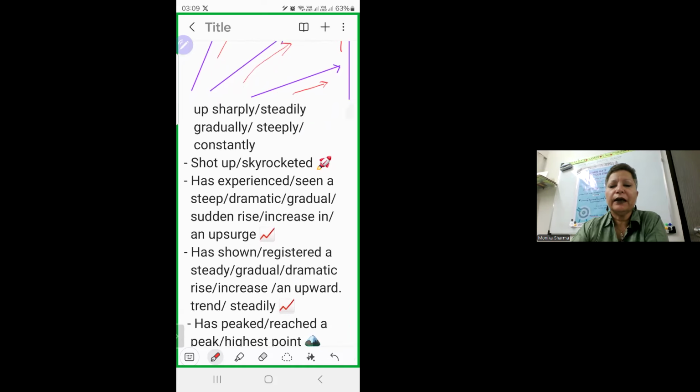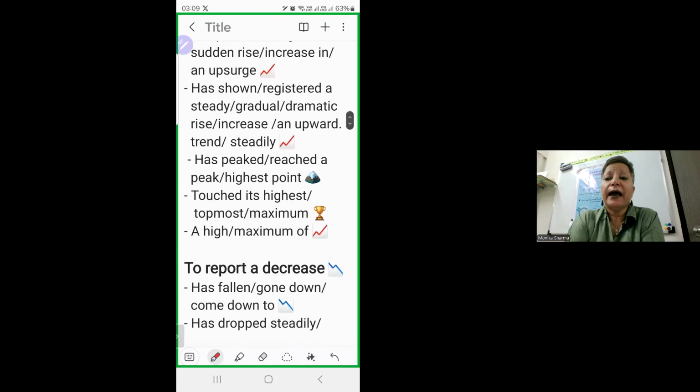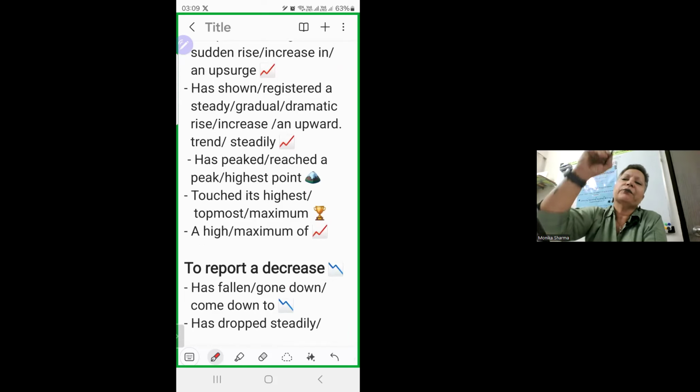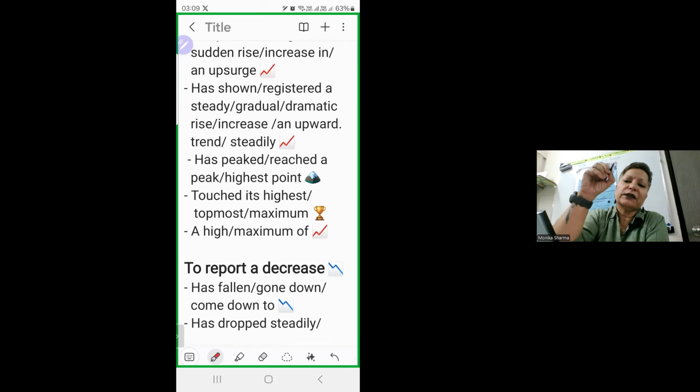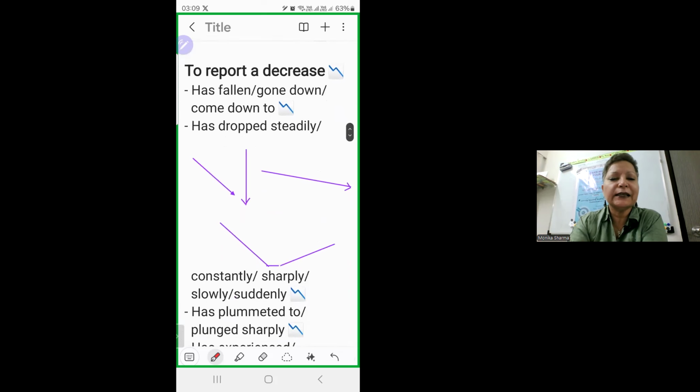Is that okay? Now thereafter we come to some more terms which you can use. Has peaked, reached a peak. It is the highest point, because beyond a certain point you cannot see the values going up anymore. From there they start going down. So there, instead of using anything, you can say it has peaked. It has touched its highest, topmost maximum, or you can also say it has touched a high or a maximum of a certain thing. Thereafter come the ones where you are supposed to be reporting a decrease.